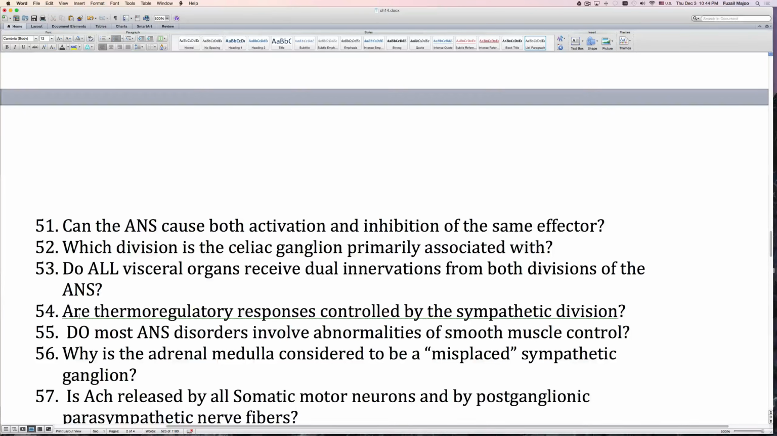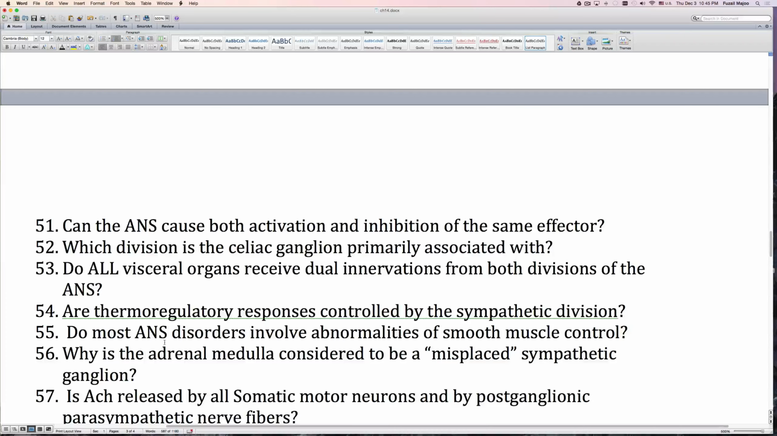Number 54. Are thermoregulatory responses controlled by the sympathetic division? Number 55. Do most ANS disorders involve abnormalities of smooth muscle control?